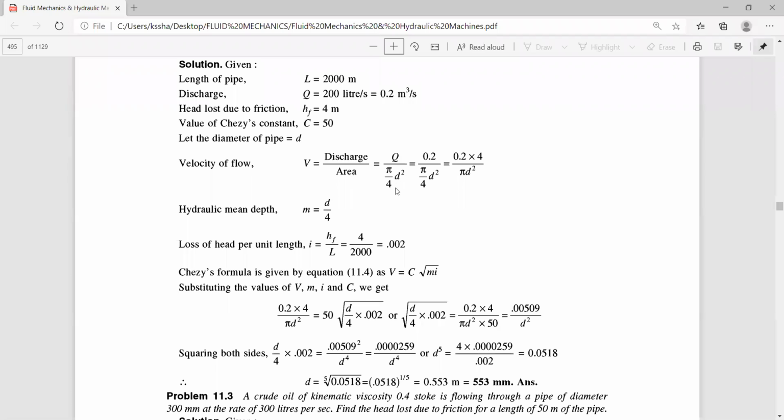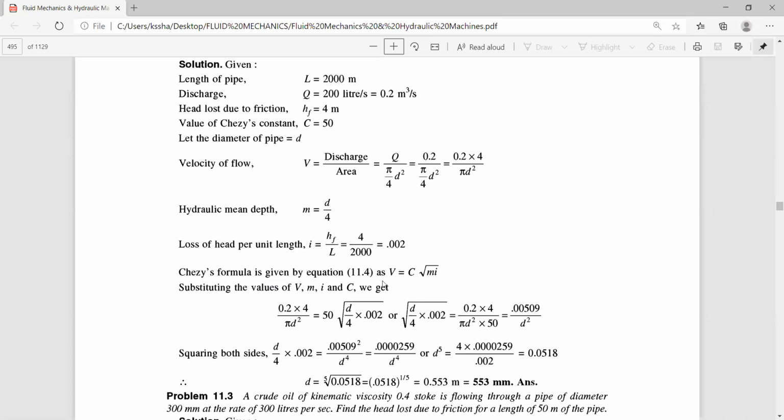Area of pipe is pi d square by 4, because most of the pipes will be circular in shape. So Q is given as 0.2, pi into d square by 4. This 4 goes to the numerator. It becomes 0.2 into 4 divided by pi d square. Next, hydraulic mean depth is given by m is equal to d by 4. This also you have to remember. Similarly, loss of head per unit length is given by the formula i is equal to hf by L. HF is there in your problem, 4, length is also there, 2000. So if you do the calculation, i comes out to be 0.002.